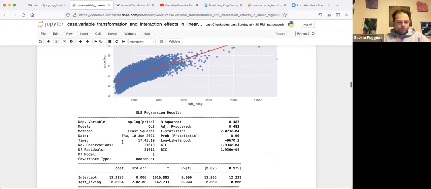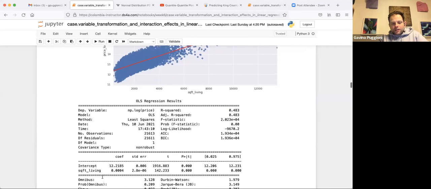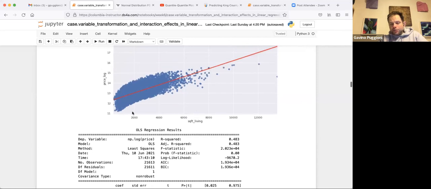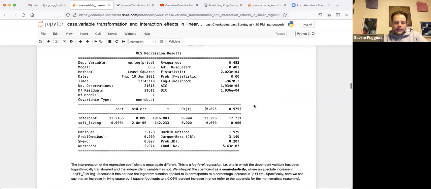And there is a change, of course, in interpretation, and we are going to discuss this case. This case is called semi-elasticity. So what we have here is a coefficient for the slope that is 0.0004. The reason why is that now, with the variable in levels, notice that the values are much larger. So we have houses that go from 0 to 12,000 square feet.